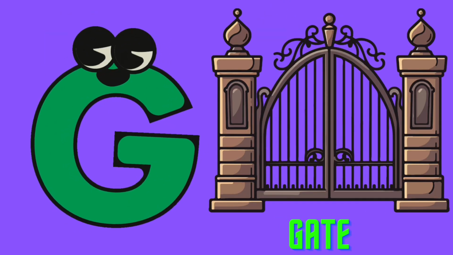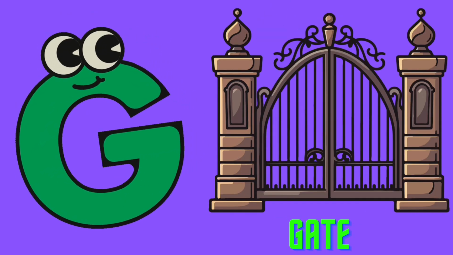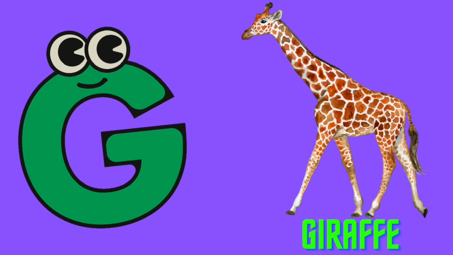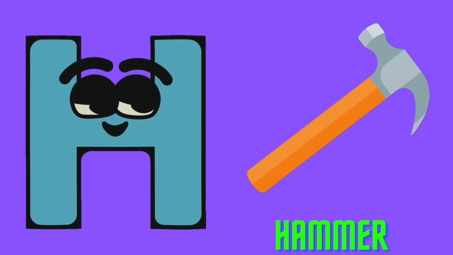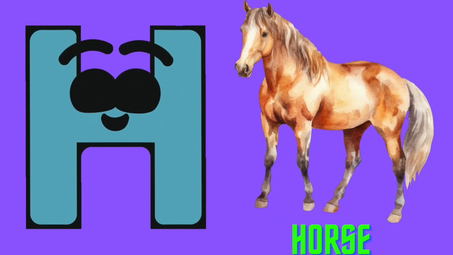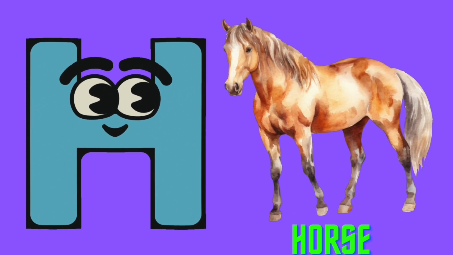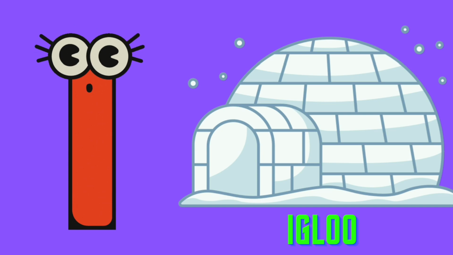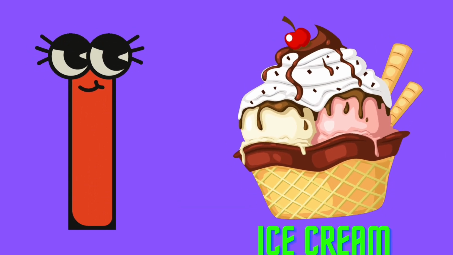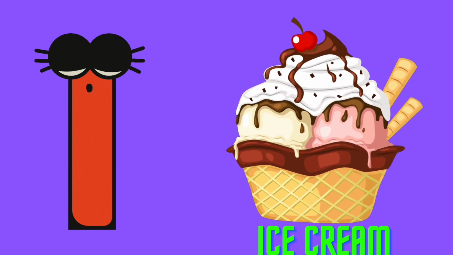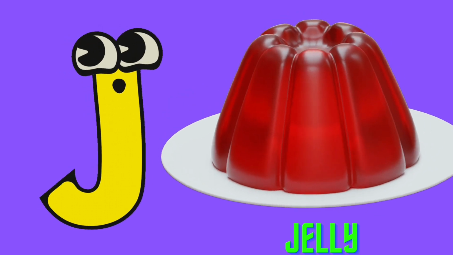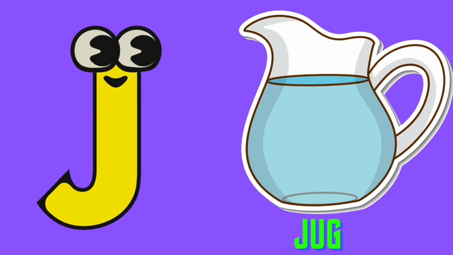G for gate. G for giraffe. H for hammer. H for horse. I for igloo. I for ice cream. J for jelly. J for jug.